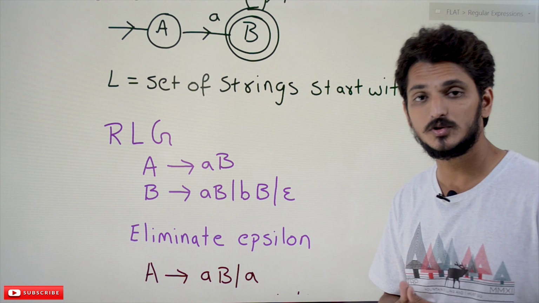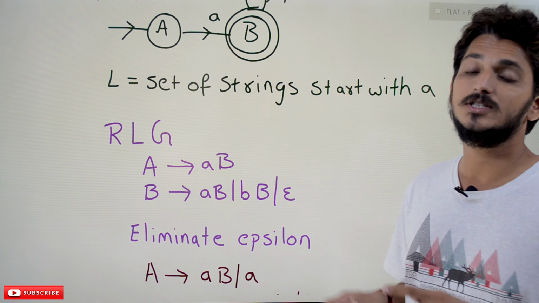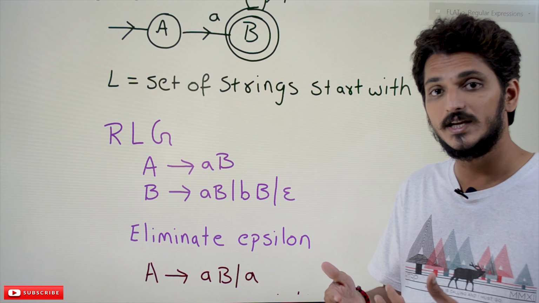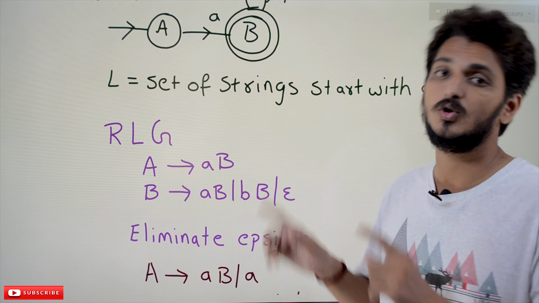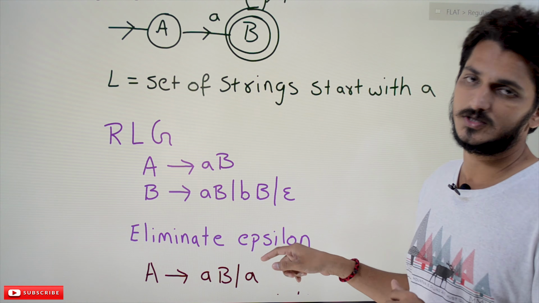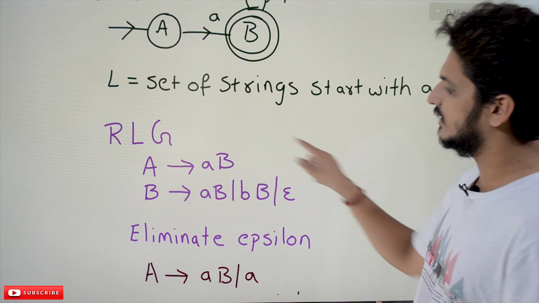Why have we written the epsilon for state B? Because this is a final state. Whenever you stay on a final state, without any input you can accept it. For final states we have to put the epsilon production also. So this is our right linear grammar.